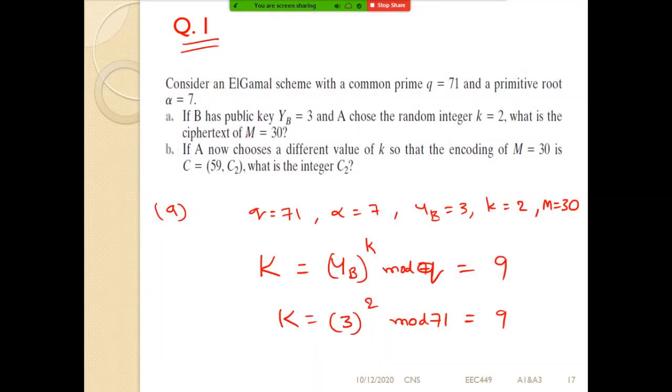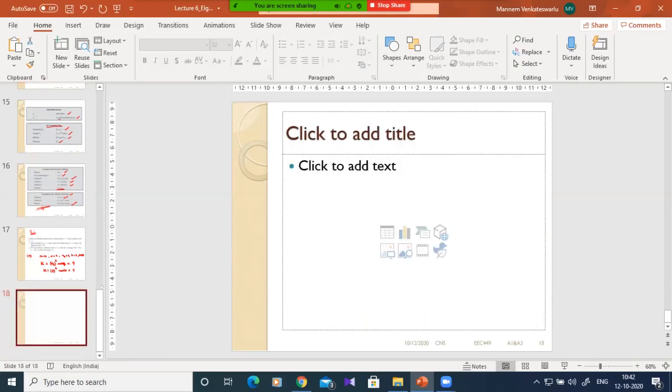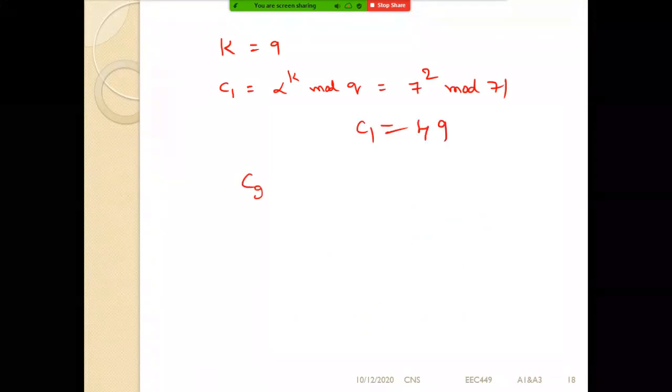Next. So capital K is 9. Then what is C1? Alpha power K. Sir, C1 is 49. Okay. Alpha is what? 7 square mod 71. So it will be 49. Correct. So what is C2? C2 is 57, sir.